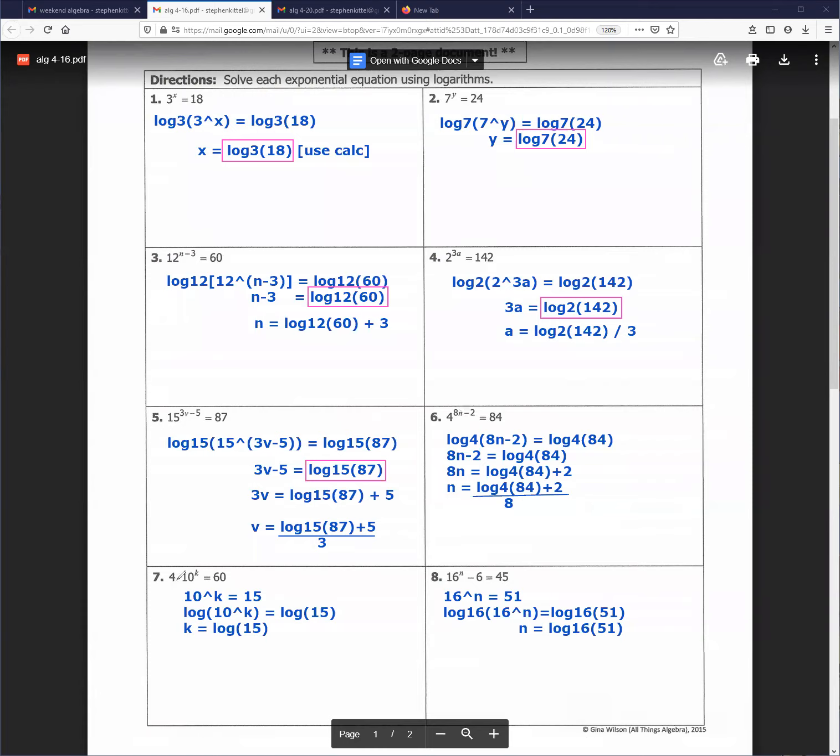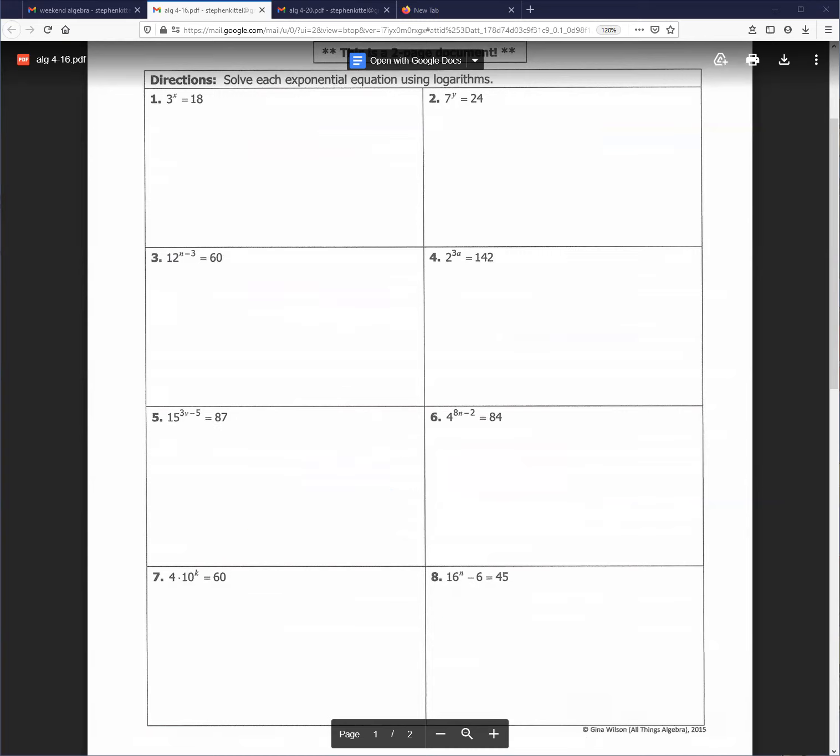With number 7, the 4 is the first thing we want to get rid of because it's outside. It's the thing farthest from the variable, so it's the thing that we're going to take away first. Likewise, with number 8, the minus 6 is much farther from the n than the 16 to the. So this should give you an idea of how this page goes.